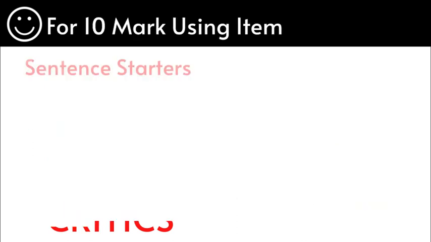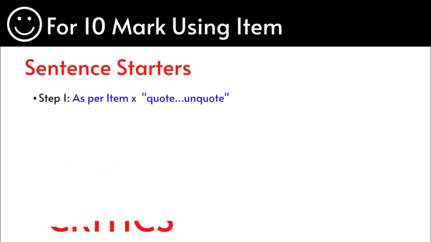10 markers using an item. I've got these sentence starters, and if you use these sentence starters in every single 10 mark that you do, I'm 100% sure that you will get the 10 marks, especially if you know all of the knowledge and you've gone through all my videos. So, as per Item A, quotes, unquotes, grab it off from the item. You don't need to do word for word from the item, but you can just do something that's quite similar to the item.